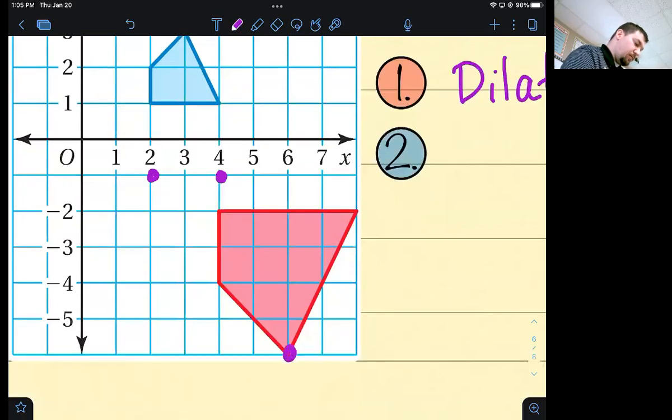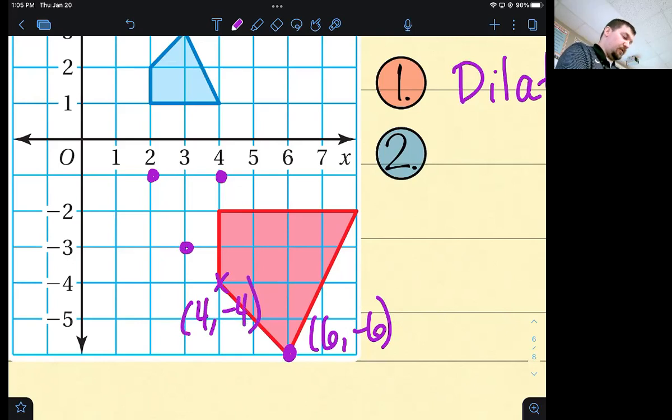This point on bottom, which is 6, -6, if you dilate by half, is going to become what, Dawson? 3, -3. Okay. And then this point here on the left side, which is 4, -4, if you dilate by half, is going to become what, Emerson? 2, -2. So there's my new shape.